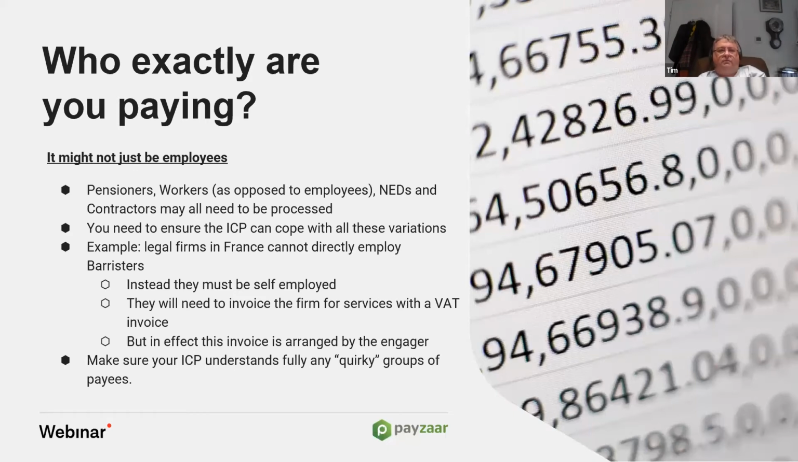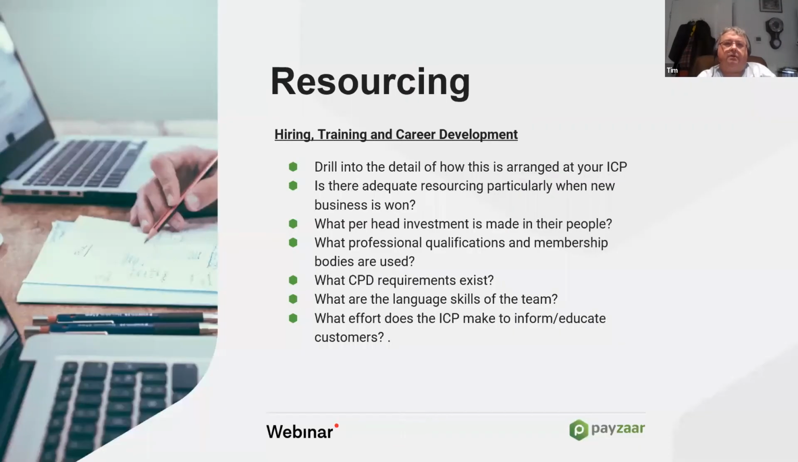Of course, these people aren't really what we'd call genuinely self-employed. They want an employment relationship like any other senior employee. So that relationship requires that an invoice is issued to the company for services, and it has to be a VAT invoice. But in effect, that invoice is actually arranged by the engager, not the service provider. So that's a very specific set of requirements, and you really need a provider to be able to get their head around that and understand it fully. Otherwise, chaos will ensue.